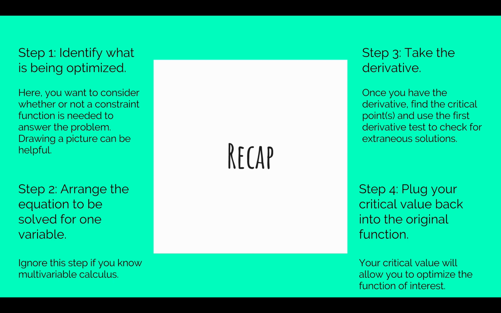Step 4 is to plug back our critical value into the original function. The critical value will allow us to optimize the function of interest.